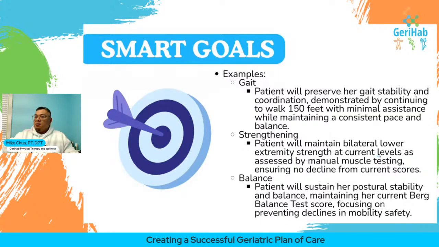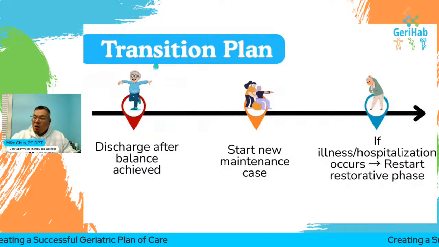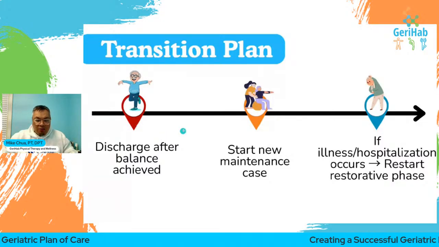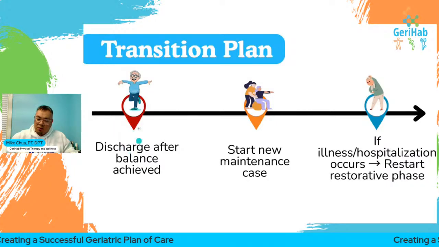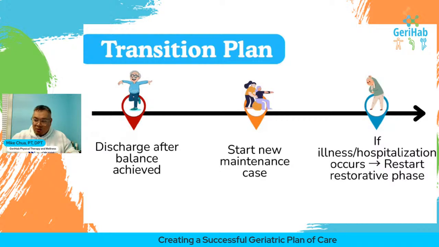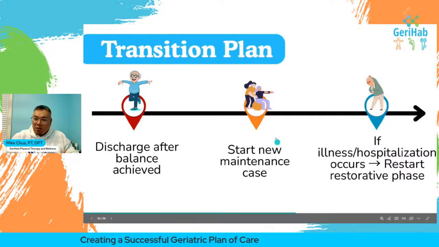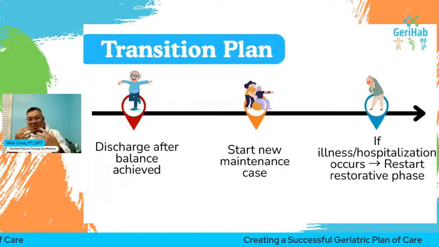All right. So again, the transition plan, it's very important that you are evaluating and re-evaluating and admitting and discharging. So once the patient has achieved their restorative goal, which is the pain, the strengthening, and balance, and if they reach their maximum functional potential, you start a new case under a maintenance program. Now you're maintaining them, right? The patient is maintaining it.